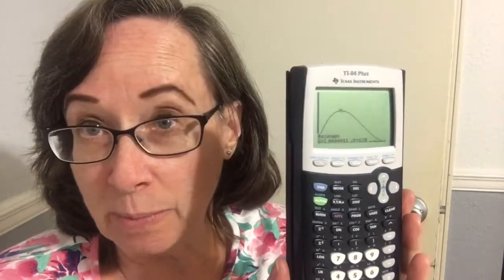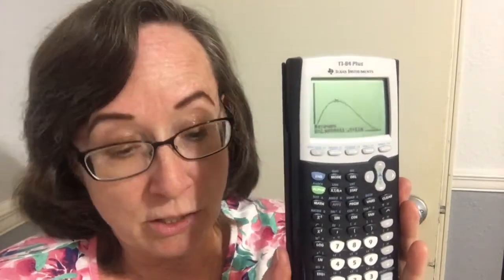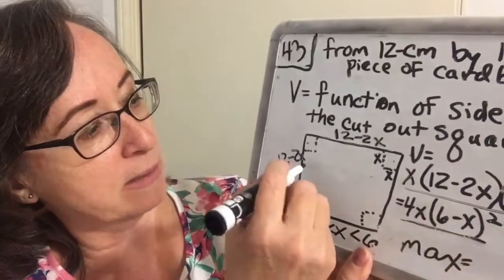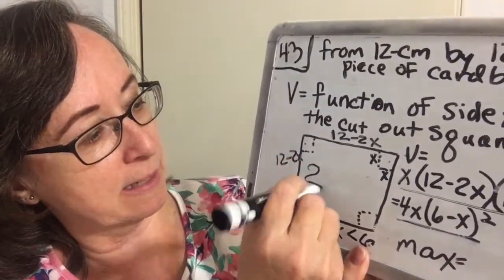So they're giving me the x, which is the side length of the box, and that is 2. So now I go figure out the rest of it. I know what the maximum volume is, but what I need to know is the dimensions of the box, okay? So the maximum volume was 128 when the x was 2, all right? So 2 is going to be the x.